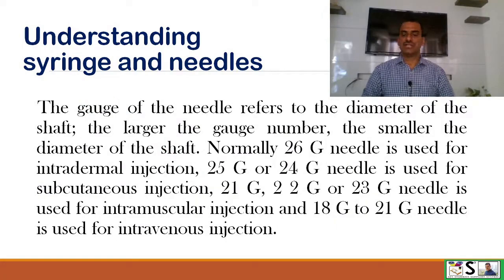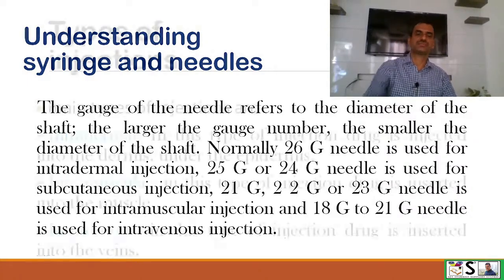The gauge of the needle refers to the diameter of the shaft and we call it G. The larger the gauge number, the smaller the diameter of the shaft. Normally a 26G needle is used for intradermal injections. 25G to 24G needles are used for subcutaneous injections. 21G, 22G, 23G needles are used for intramuscular injections. And 18G to 21G needles are used for intravenous injections.